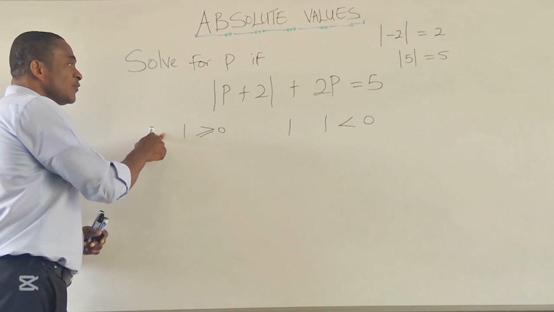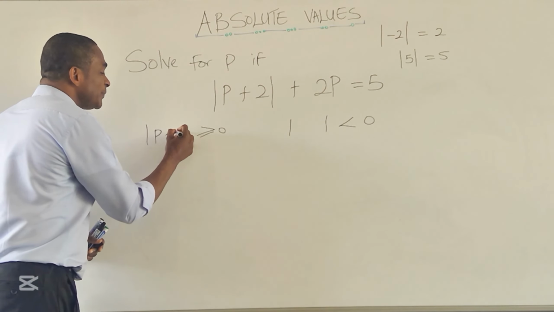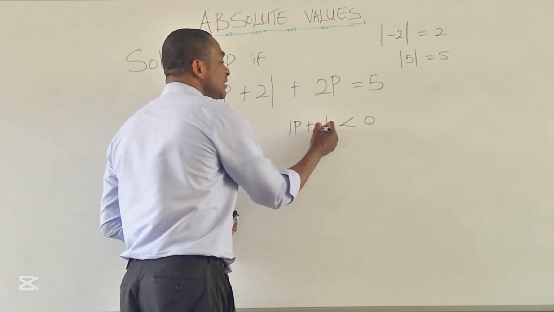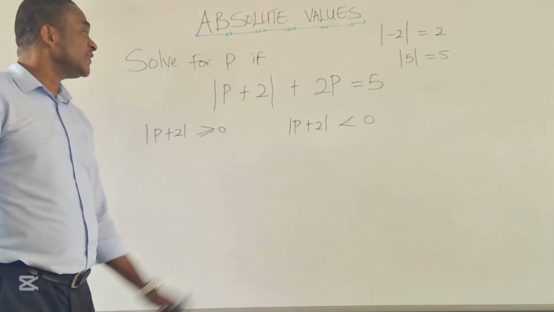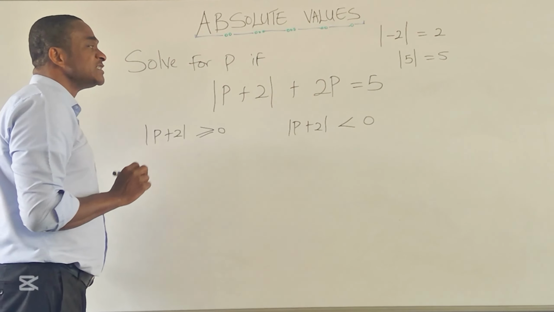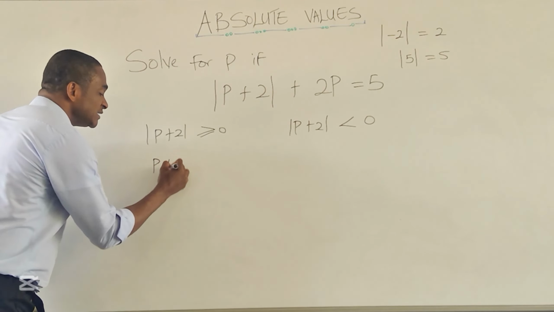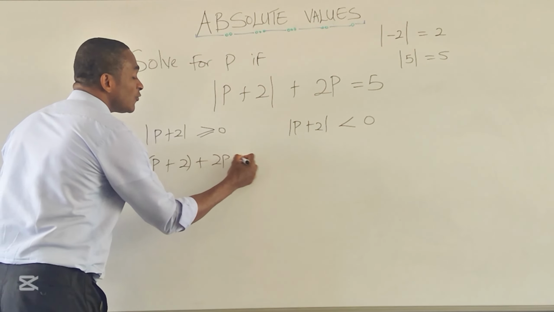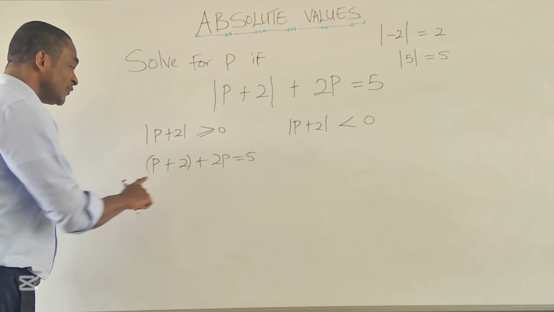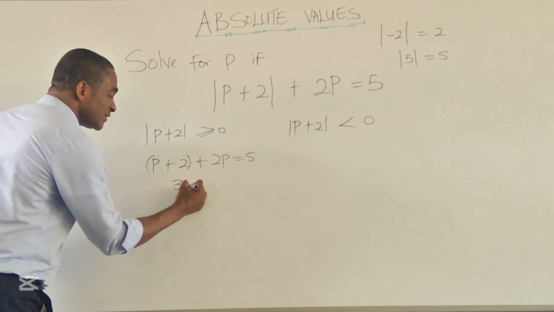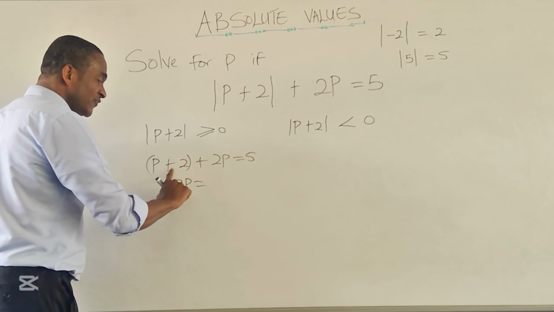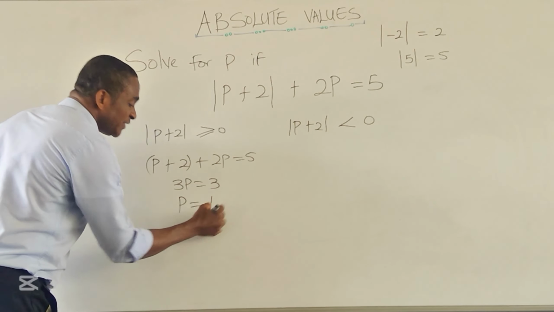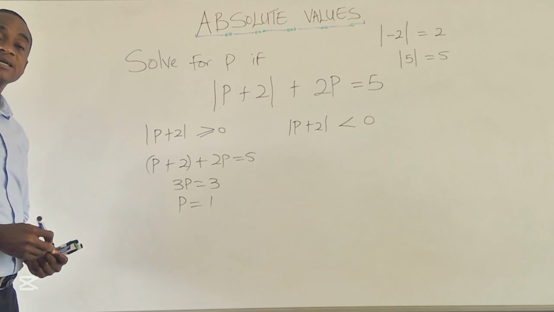Now the first thing, we have p plus 2. So p plus 2 can either be a positive or a negative value. If it is a positive value, the expression we solve is p plus 2, which is positive, plus 2p equals 5. Then p plus 2p is 3p, and collecting like terms, 5 minus 2 is 3. So in this case, p is equal to 1.